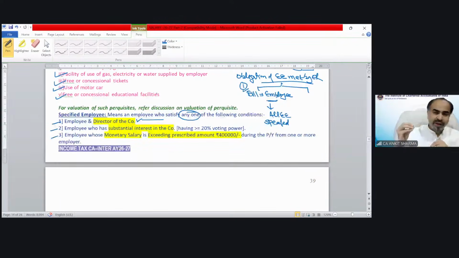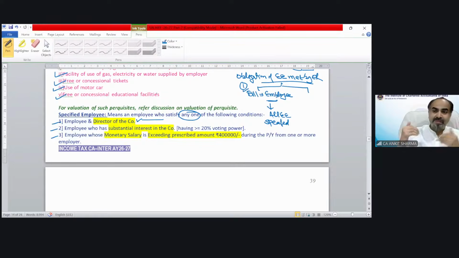Are all employees also directors of the company, or is it a rare employee who is also a director of a company? Of course, there would be very few or very rare cases in which a director is also an employee of the company. So that is a special employee. That's why the name says specified employee.